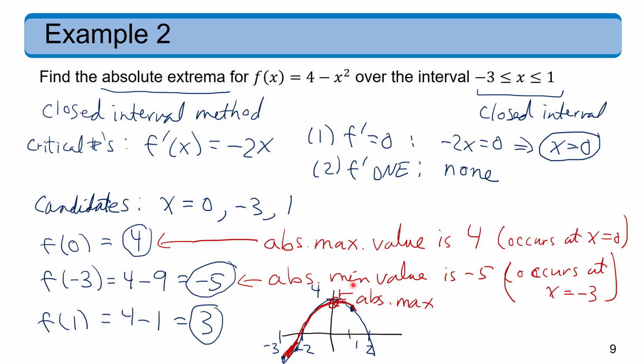The absolute min value we found, we said it occurred at negative 3. You can see it right here. That's definitely the min at this left endpoint. And you can see it occurs at x value negative 3, just like we said. And then the y coordinate there is negative 5, which you could get by plotting points like we did here. So the picture here corresponds to the results we found using the closed interval method.